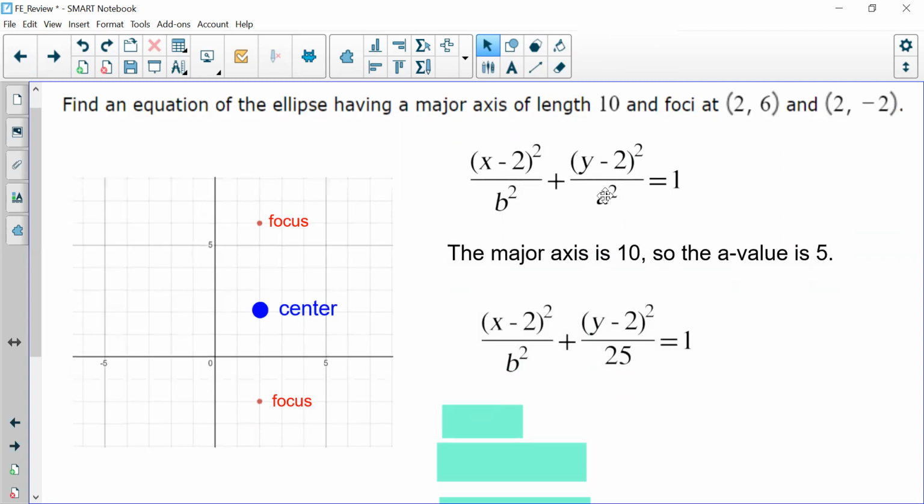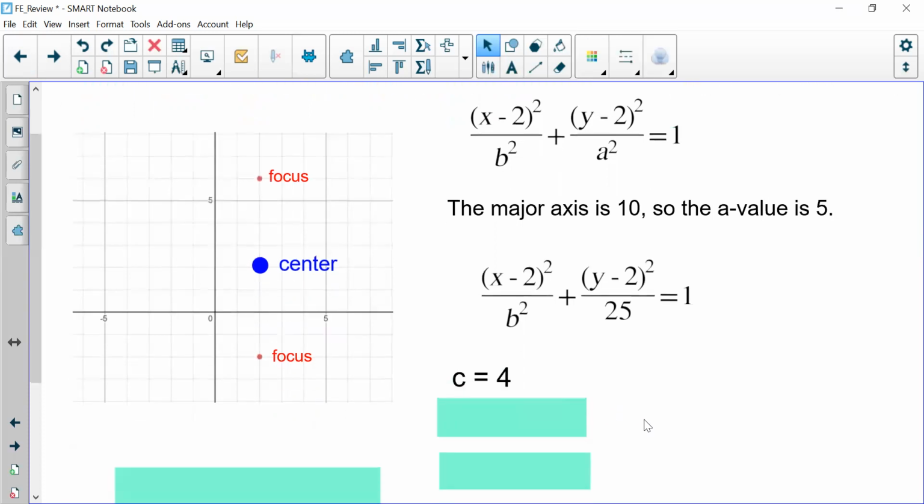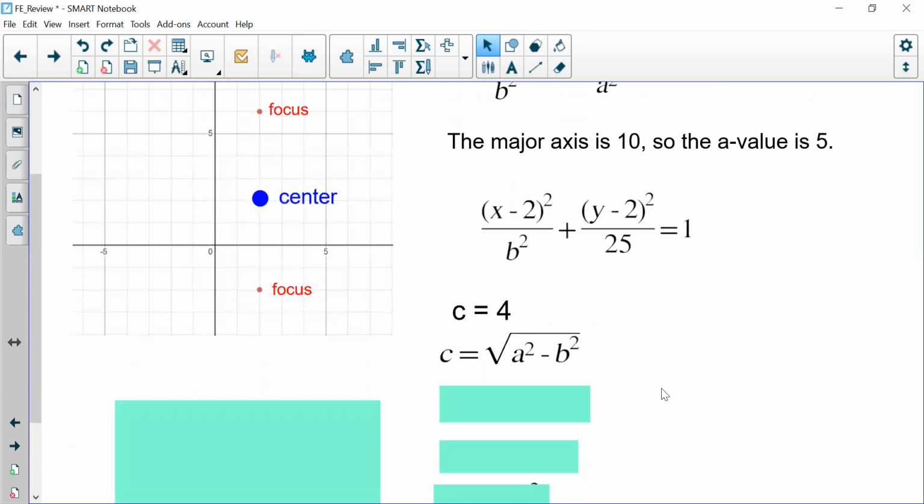Well, we know A and we actually know C, because remember, C is the distance that a single focus is away from the center. C is 1, 2, 3, 4. C is 4. And to find C, it's the square root of A squared minus B squared. You'll have to have this memorized for tomorrow. And I replace C with 4. I know A squared is 25, and I actually don't need to solve for B. I just need to know what B squared is.